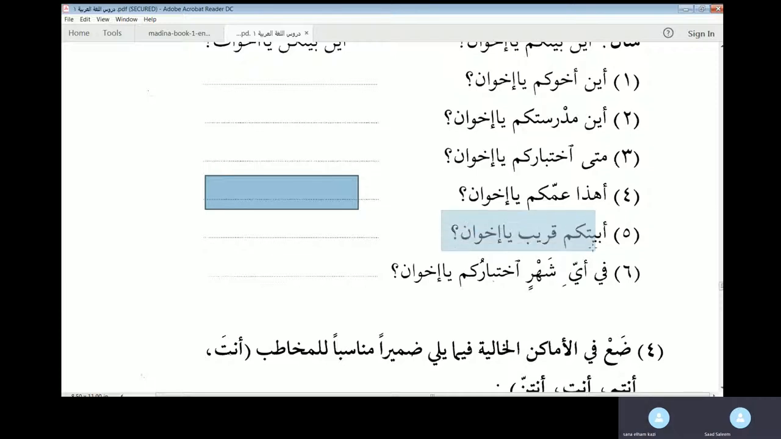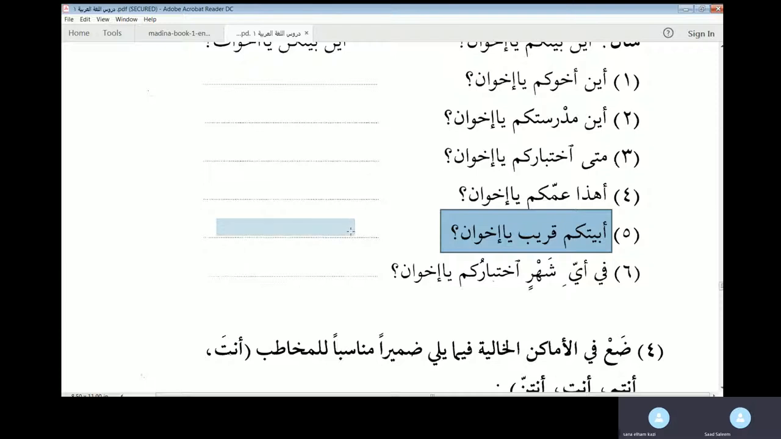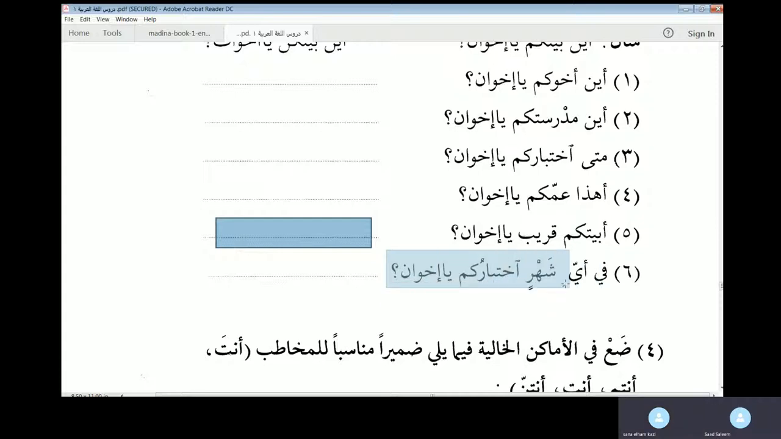Abaytukum kharibun ya ikhwanu? Is your house near, oh brothers? Baytukunna kharibun, not kharibatu, because bayt is a masculine word. Baytukunna kharibun ya akhawatu? Is your house near, oh sisters?